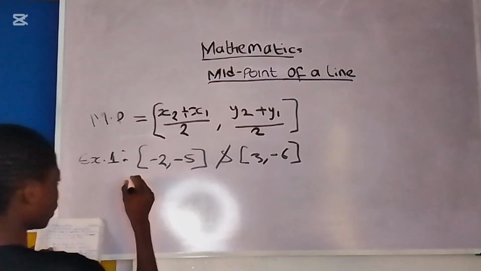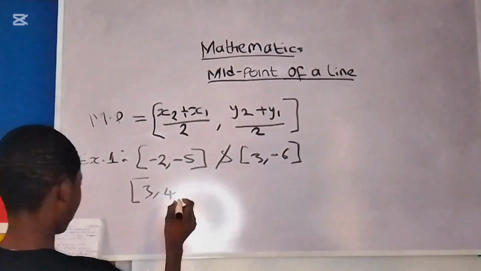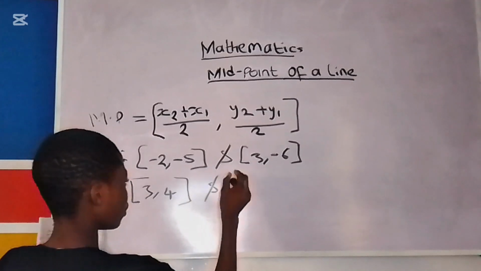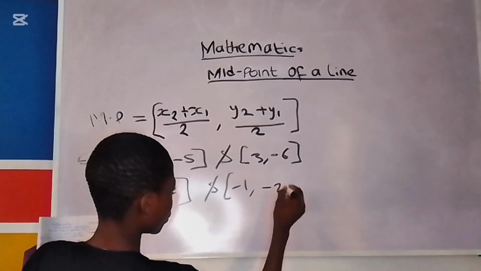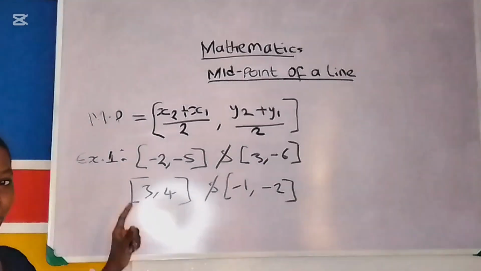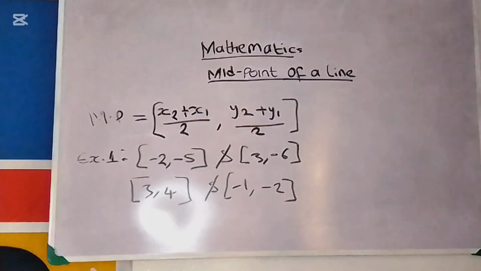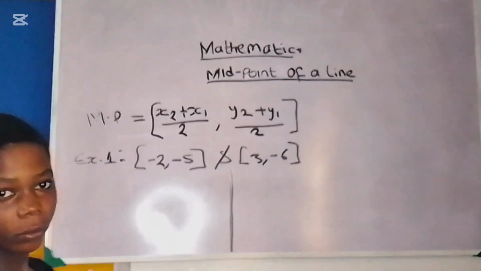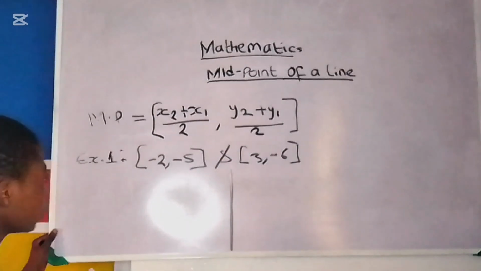And the second question is 3, 4 and -1, -2. So these are the questions. Now we start from number 1. Let's solve number 1. Okay, let's start from the first question.